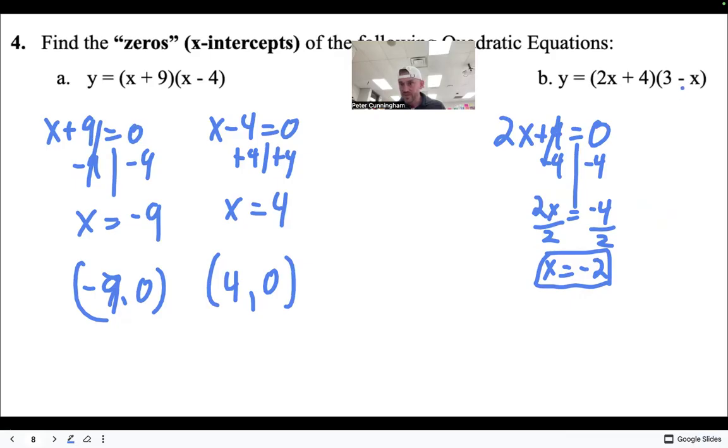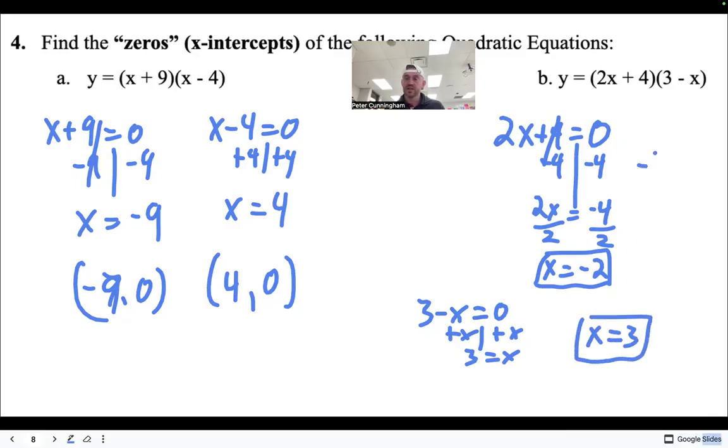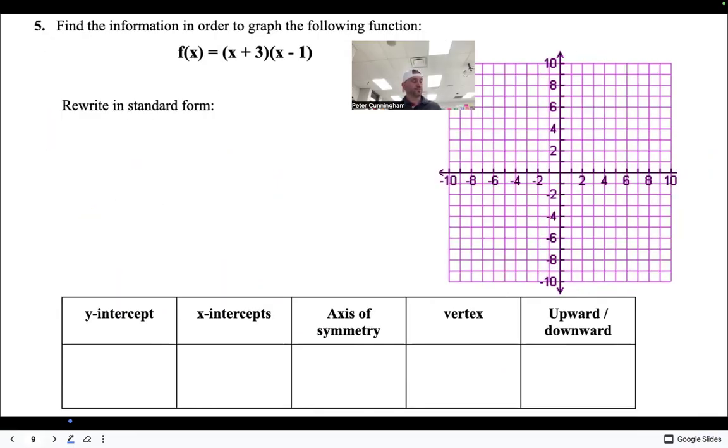I might be able to eyeball this one, but hey, just in case you can't, 3 minus x equals 0. Add x to both sides. You got 3 equals x. So x equals 3. Again, that could be written as -2, 0, as well as 3, 0. Onward.